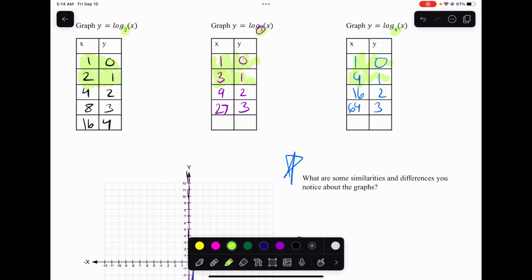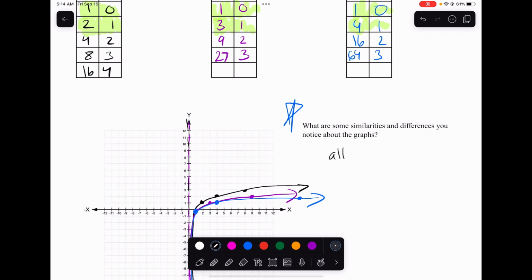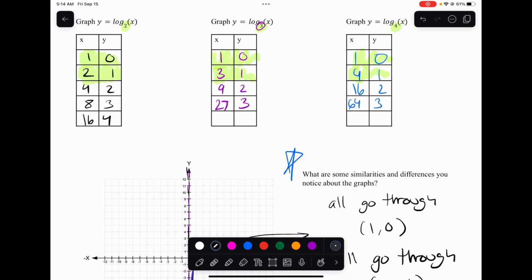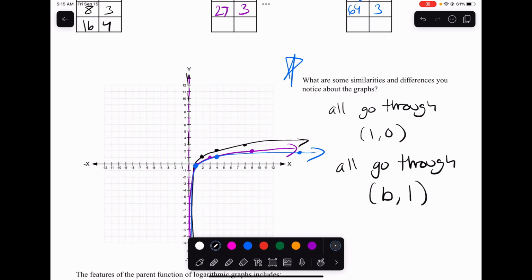All right. So all of these graphs go through the point 1, 0. And then they all go through the point base, comma, 1. Okay, so if you look, our base is 2, 2, 1. Our base is 3, 3, 1. Our base is 4, 4, 1. So these are what I'm going to refer to as our anchor points. Our anchor points are going to be 1, 0, and then your base, 1.